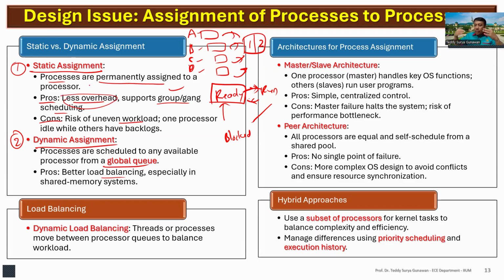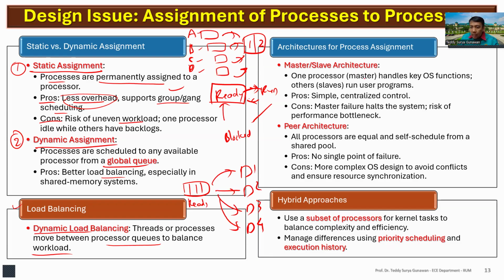Because you need to save the status of the process and then return back when you call it again to run. So for load balancing, you have dynamic load balancing. The thread or process can move between process queues to balance the workload. This can happen if you have one ready queue. For example, you have 4 cores, and you check which one is idle. Then you can assign the process to the one that is idle.